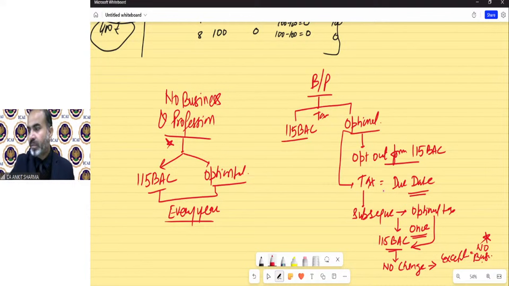So, how to intimate? Do we need to give a report to the department? There is a portal, the income tax portal. You have to file a form in which you need to intimate the department before the due date of filing of return that for this year I want to enter into the scheme or opt out of the scheme. So there is a portal and there is a form you have to fill and submit to the income tax department.